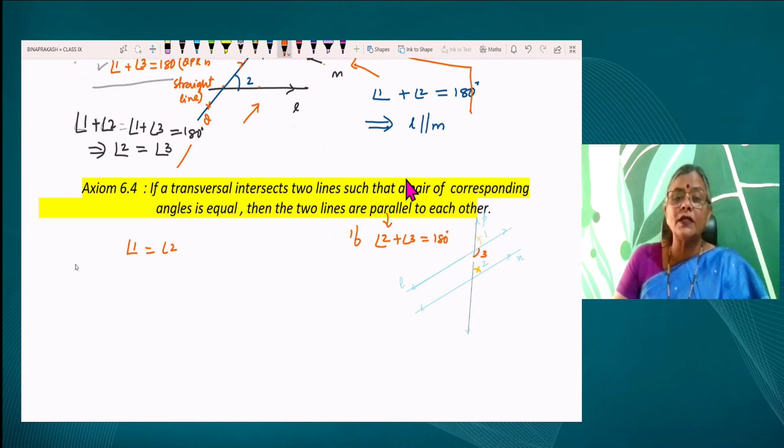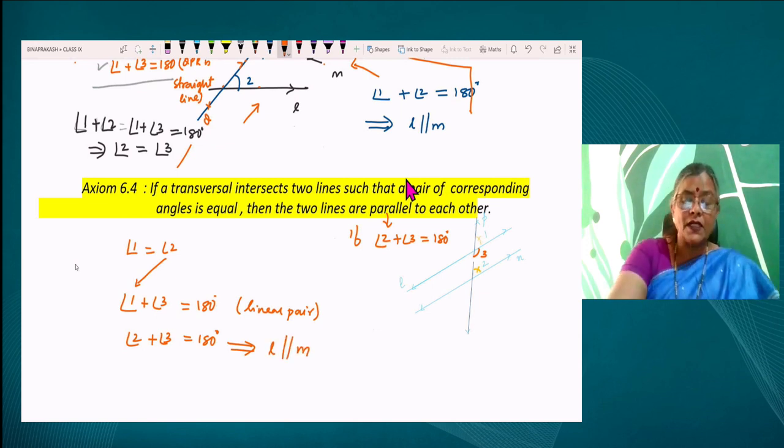How do we get 3 from this? How do we introduce 3? We have angle 1 and angle 3 making a linear pair. They are supplementary adjacent angles, formed from a straight line. So they form a linear pair, and their sum will always be 180 degrees. Replace angle 1 by angle 2, and what we get is angle 2 plus angle 3 is 180 degrees. If angle 2 plus angle 3 is 180 degrees, what does that imply? The lines are parallel. So that's how we proved it.